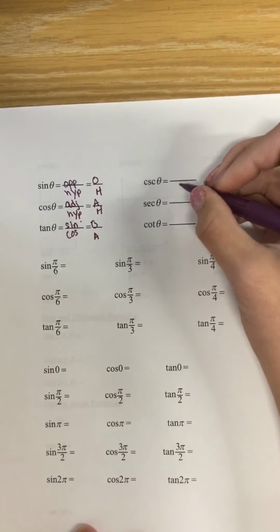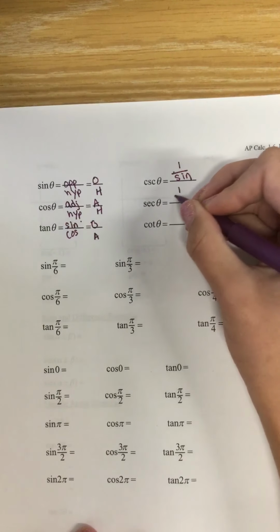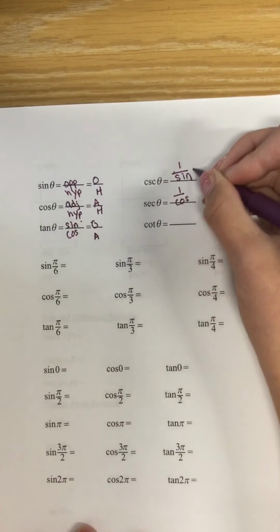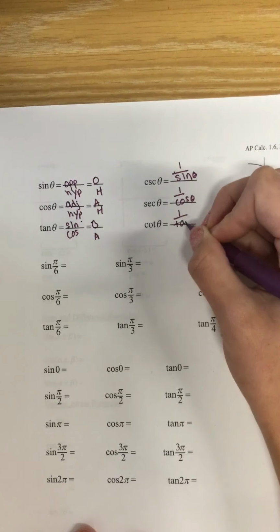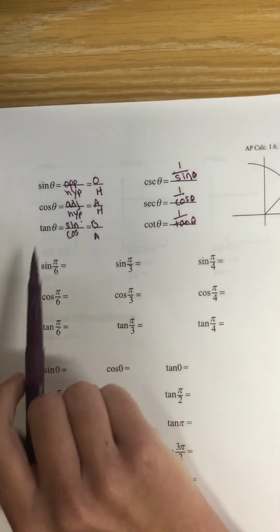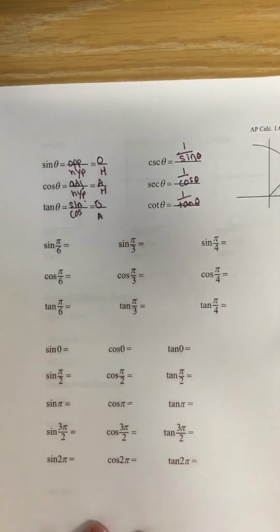So cosecant is just the inverse of sine. We're saying that's 1 over sine. Secant is 1 over cosine. And you could have your thetas here. And cotangent is 1 over tangent. So the reciprocal of sine is cosecant, of cosine is secant, of tangent is cotangent. They're inverses of each other.